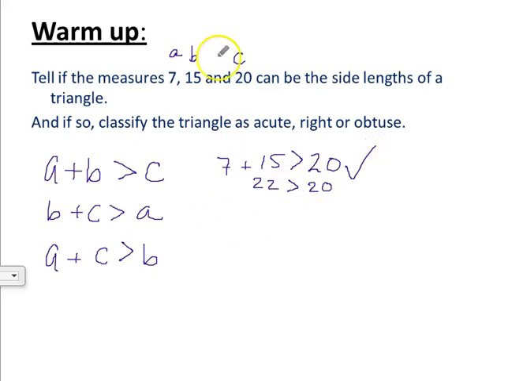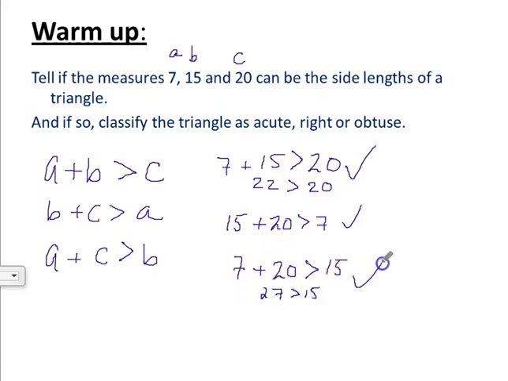So let's keep going. B plus C, so if we add side B plus side C, that sum should be greater than that third side. And looking at that right away, I know it is, right? We know if we add these two together, both of those are greater than 7, so the sum would have to be as well. And then we're going to add 7 plus 20, and is that sum greater than 15? It is in fact, because 27 is greater than 15. So we know that, yes, the sides do form a triangle.